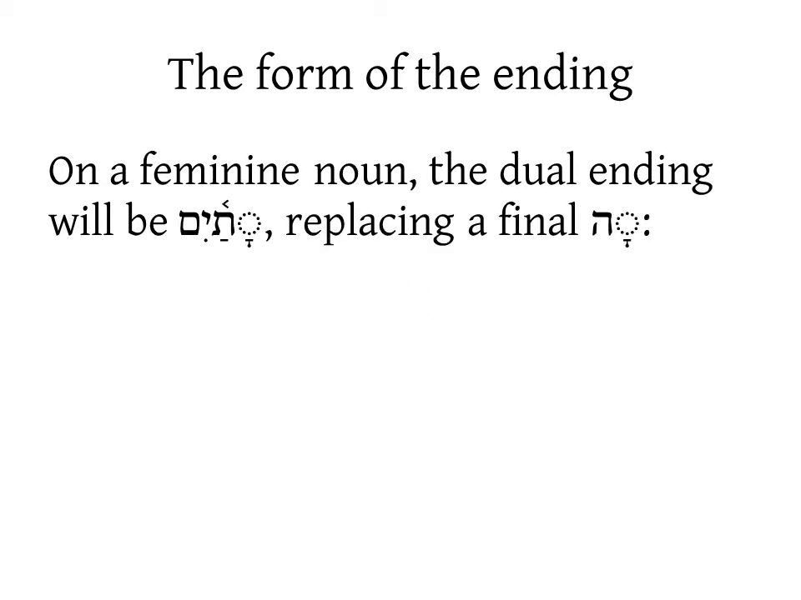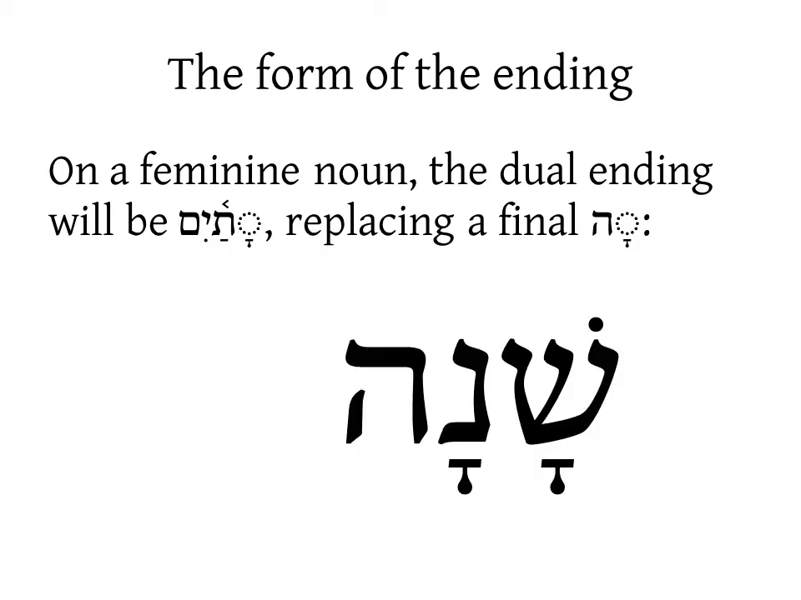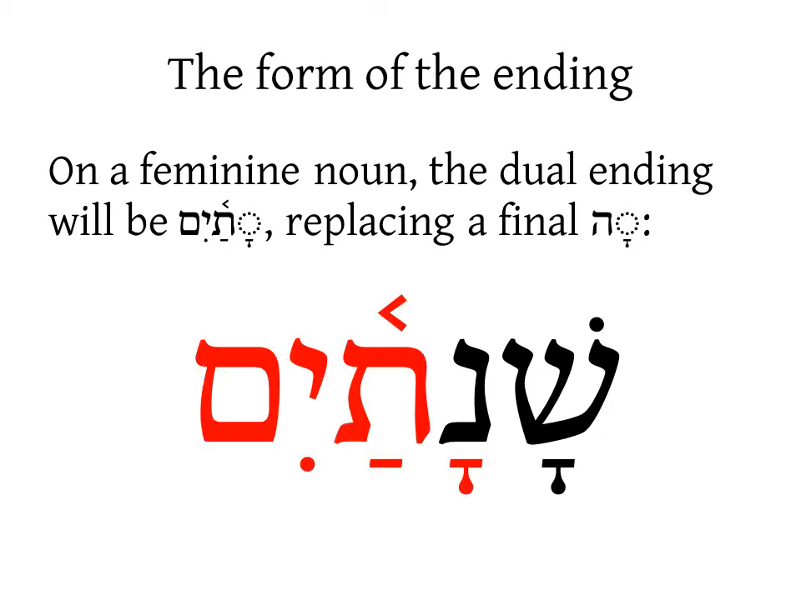For feminine nouns, the dual ending is athayim, with kamatz tav, and then the patach yod hirek mem ending that we saw on the masculine forms. So you replace a final kamatz he, a, with an ending athayim. On the word shana, which means year, we remove the kamatz he and replace it with athayim. So shana, one year, becomes shanathayim.